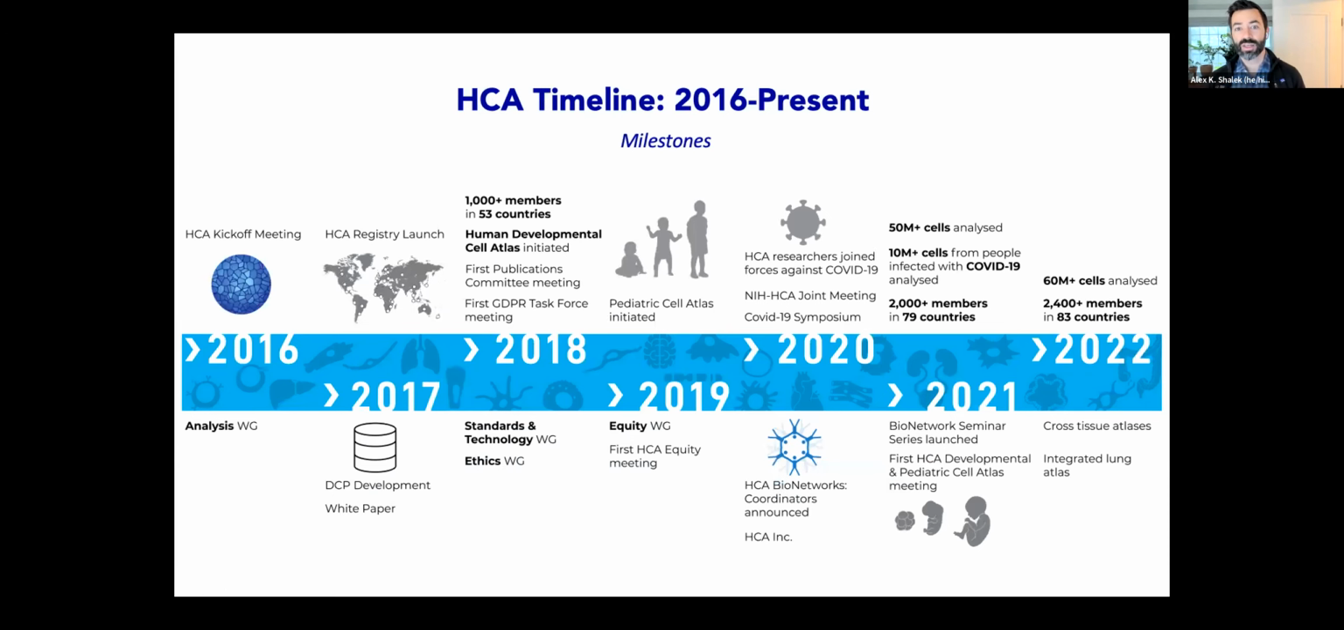So the HCA is a relatively new organization. If you're just starting to get involved right now, don't worry, you're not late to the party. This really began with a kickoff meeting in 2016, building off work done in the past several years that had developed some of these technologies, where it was clear that there was a new way of studying biology at single cell resolution. And the question then became, should we as a community try and come together to build a reference atlas?